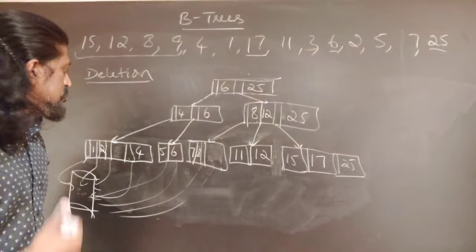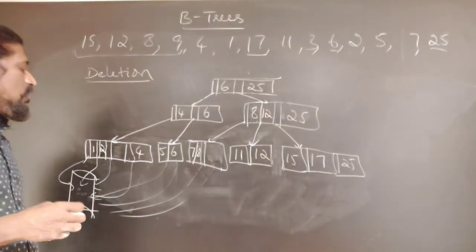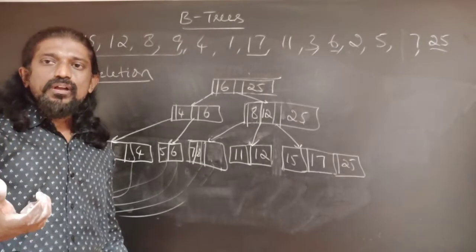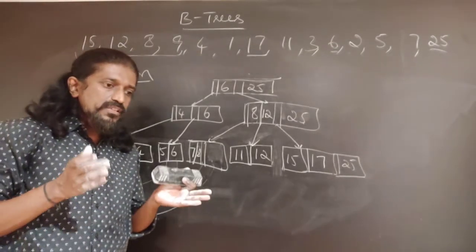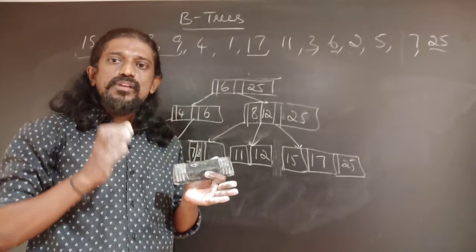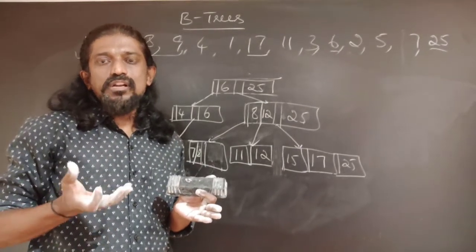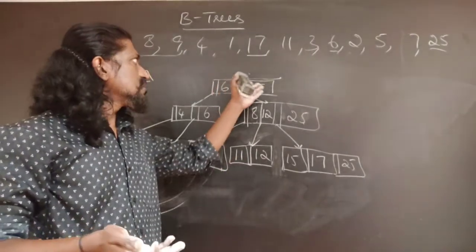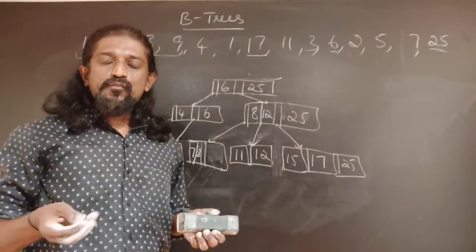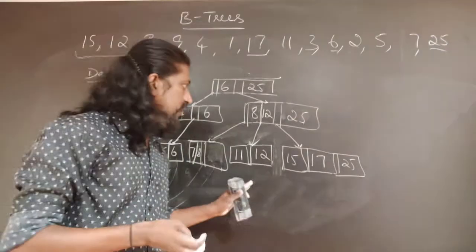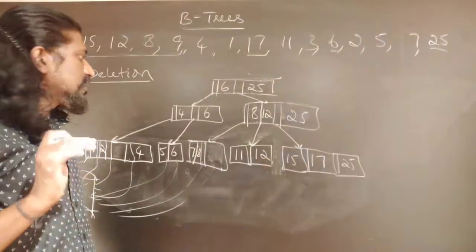Okay, so next case. When we delete a key, and the number of keys in that particular node happens to be less than the minimum number of keys required for the survival of the node, that is the minimum number of descendants, half the number of descendants must be present. In our case, B tree order is 4, therefore a node must have at least 2 keys. A node with 1 key cannot exist. Now what to do if such a thing happens?